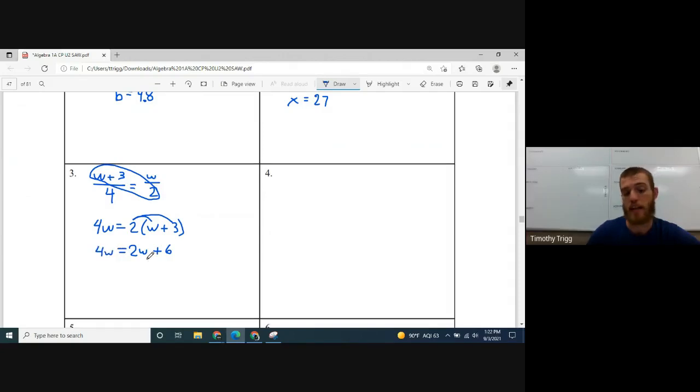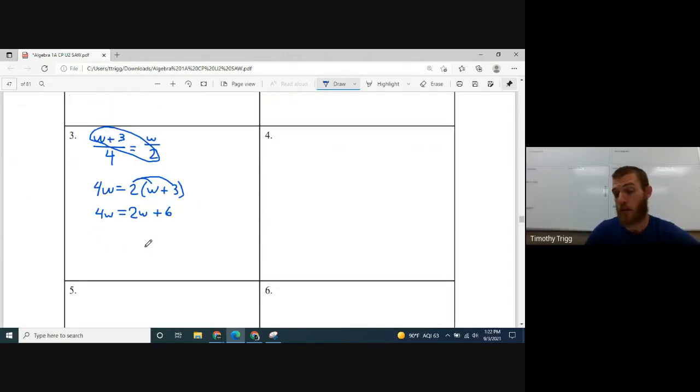Now notice in this case, we have w's on both sides of the equation. Generally, we don't want that. We want to have all of our variables on the same side. So let's subtract 2w here and subtract 2w here to keep it equal. These cancel here, leaving you a 6. And then here you have 4w minus 2w, that's 2w. Divide by 2, divide by 2. W equals 3.